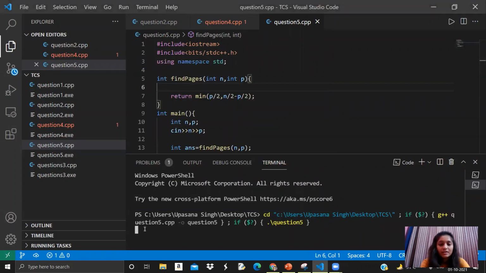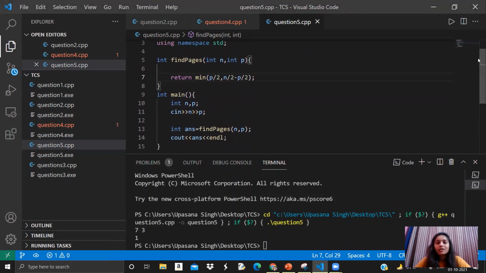Now let's take 7 and 3. 7 is the number of pages and 3 is the page on which we need to land. Now let's see the answer. So the answer is 1, which we have already discussed. The number of turns will be 1. So this is all about this question. I hope you got this question. So that's all for this video.